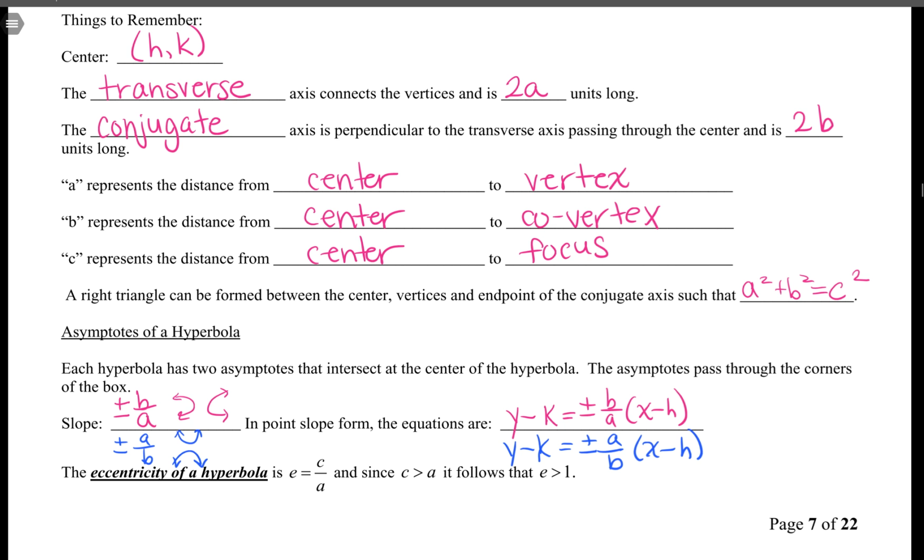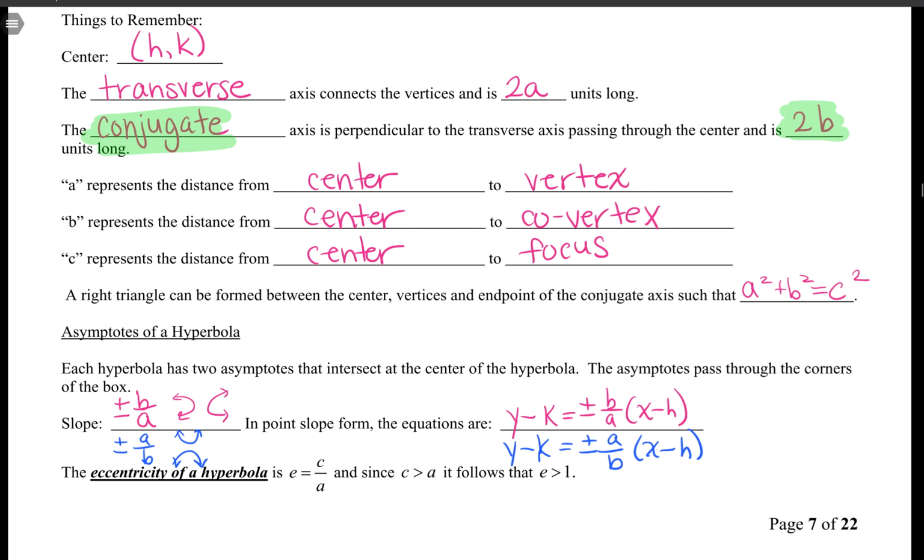Please check your answers. I forgot to talk about the second axis, the conjugate axis, this one right here. The conjugate axis is perpendicular to the transverse axis, remembering that transverse connects the vertices. Since it connects the co-vertices and the distance from the center to a vertex is B, the length of that is going to be 2B.